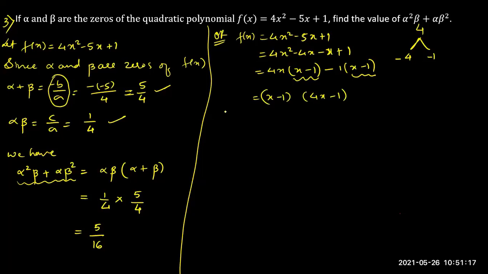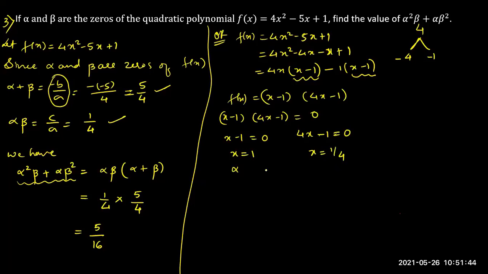Now x minus 1 into bracket 4x minus 1 is equal to 0. Now x minus 1 equal to 0. Now 4x minus 1 is equal to 0, one more step will write here. So x is equal to 1 and x is equal to 1 by 4. So alpha is 1, beta is 1 by 4. Okay. So now we'll take the expression alpha square beta plus alpha beta square.